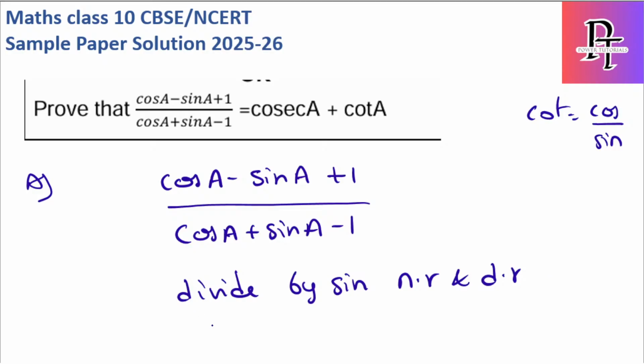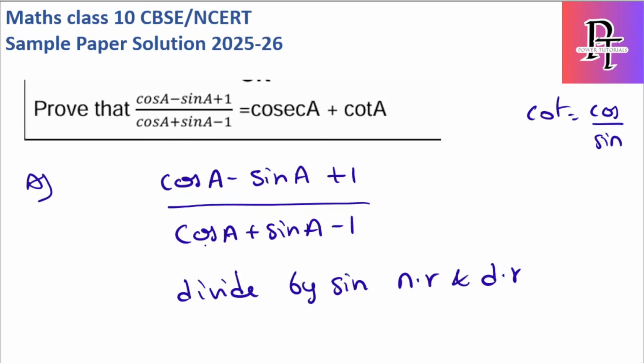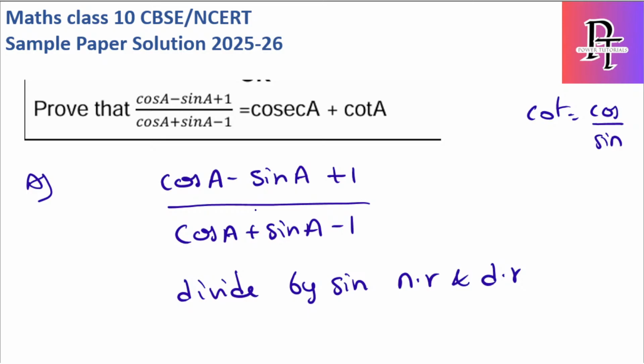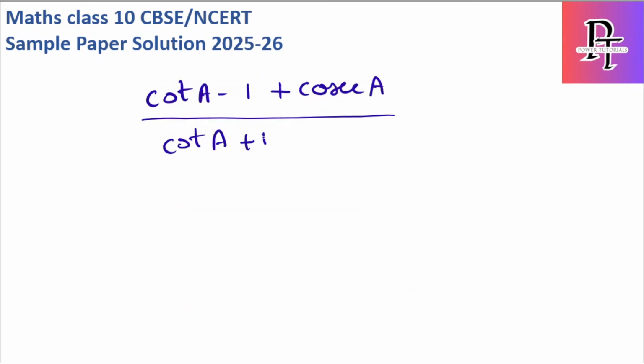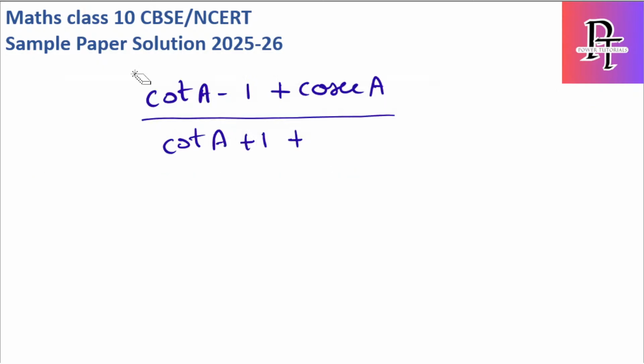Okay, so if you divide by sin numerator and denominator, cos by sin is nothing but cot A, sin by sin is nothing but 1, and 1 by sin is nothing but cosecant A. Same way in the denominator, cos by sin is nothing but cot, sin by sin is nothing but 1, and minus 1 by sin is nothing but cosecant. Okay, so hope you understood till here.